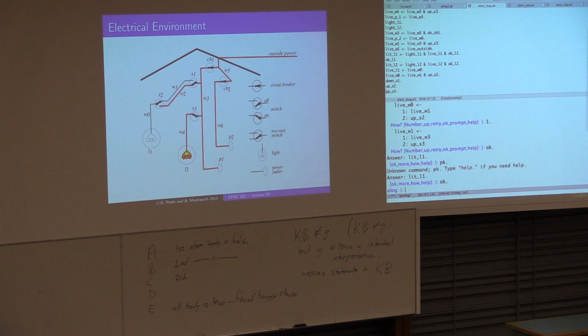Okay. You can keep asking all sorts of things. You can keep exploring the search space in this program.